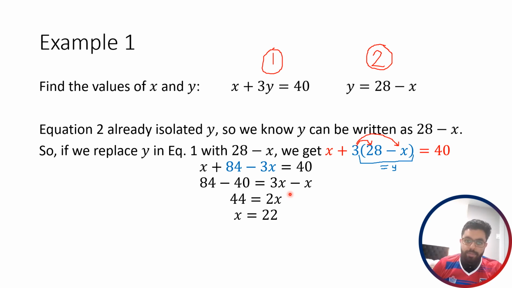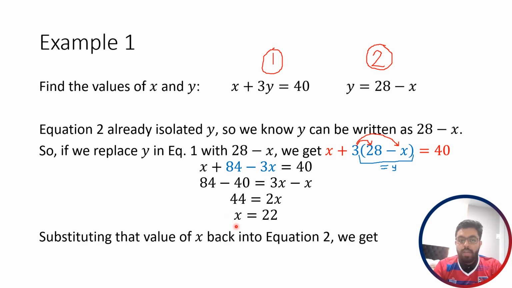Now here's where it gets a little bit dangerous. You might think, oh great, I figured out x, I'm done the problem. No, you're not. We're not quite finished the problem yet, because now we have to go back and figure out what y is equal to. So we know x is equal to 22, but we don't know what y is equal to yet. So we take this number for x and we substitute that value back into equation 2, the one that we started with. So there's a little bit of a back and forth.